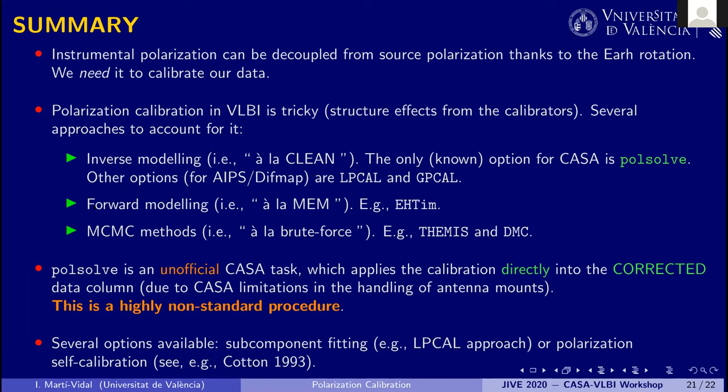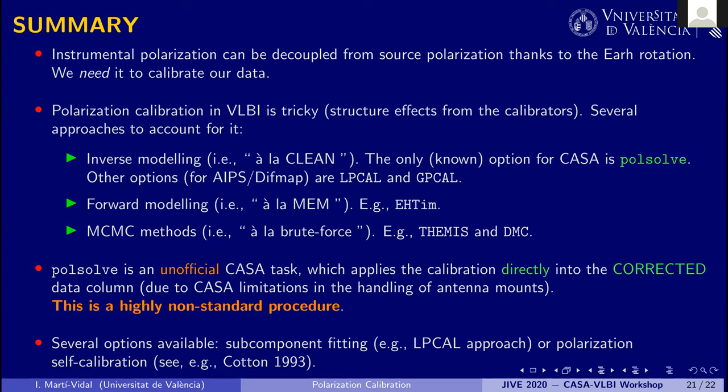There is also the option of doing forward modeling, which I would call a la MEM, a la maximum entropy. The paradigmatic example would be EHT imaging, the set of libraries developed for the Event Horizon Telescope. And you also have MCMC methods, which I would call a la brute force, because they basically scan the whole parameter space of source structure and D-terms and antenna gains, everything together, which is being implemented at the moment, that I know of, in two softwares called Themis and DMC, also developed in the frame of the Event Horizon Telescope.